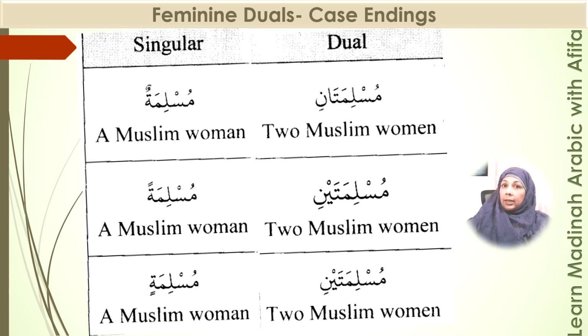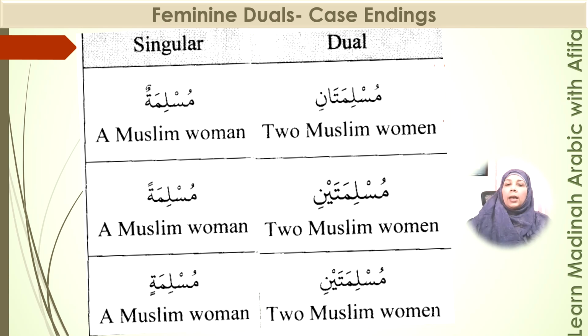Okay, so let's take an example to understand this. Muslimatun is a Muslim woman. You see the tun ending here, right? And in the simple case, the mansoob is muslimatan, and the majroor case is muslimatin, right? We've studied this before. But in the case of dual, again, the alif is the sign of the marfu case of duals. It is muslimatane.